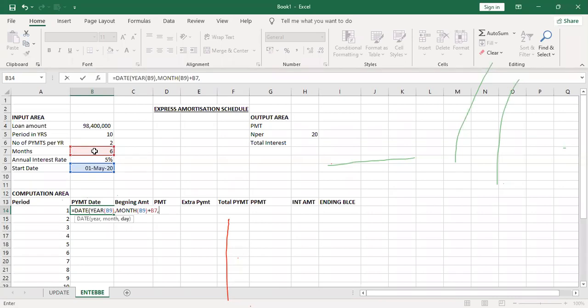Then type day. Remember our start date has the day, the month, and so forth. So type day. Have you managed to type the word day? Yes, sir. Then open the bracket. Click on the start date. Type day, open the brackets, click on the start date.